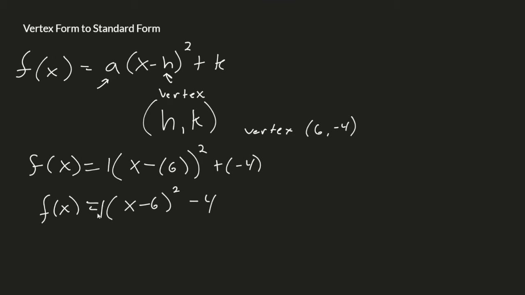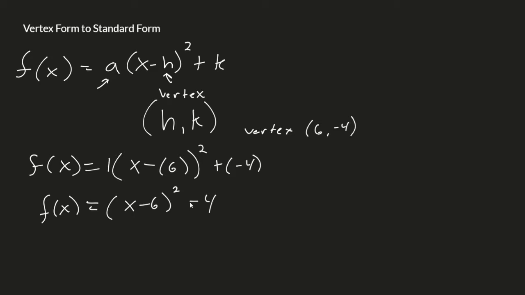Right, the magnitude, the a value in front, is just 1. That just represents that we're dealing with a fairly standard quadratic. And the vertex occurs at (6, -4). This specific example is meant to cover how we translate from vertex form to standard form.